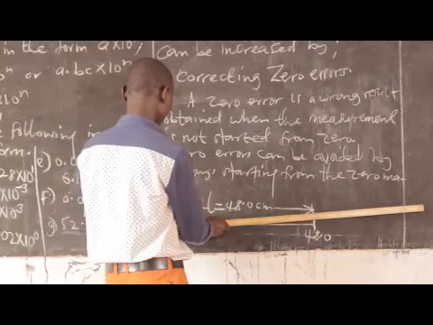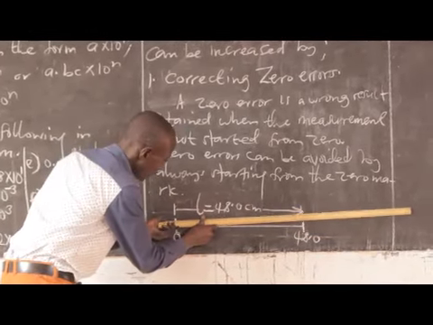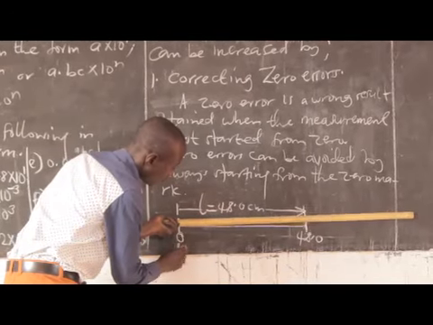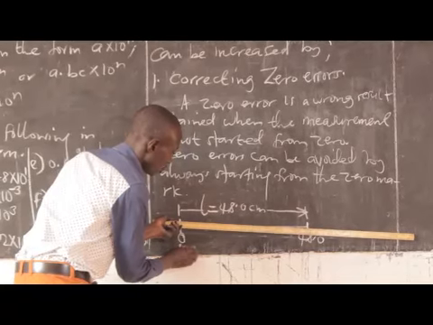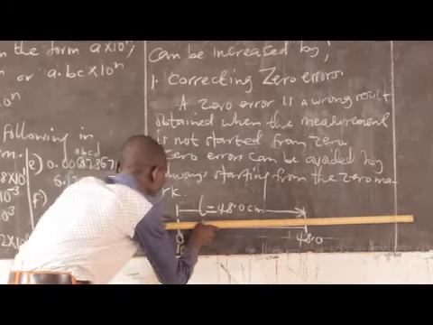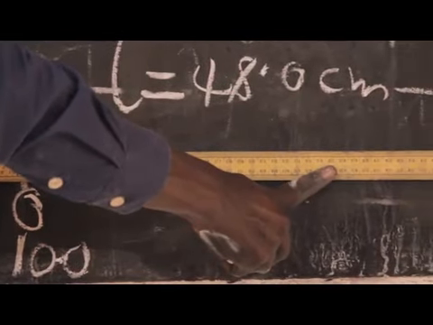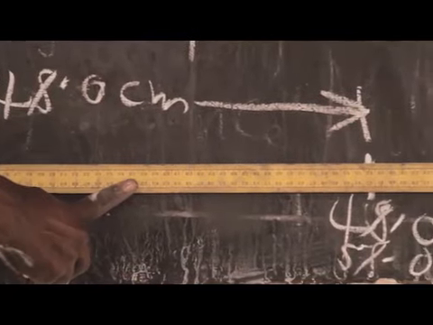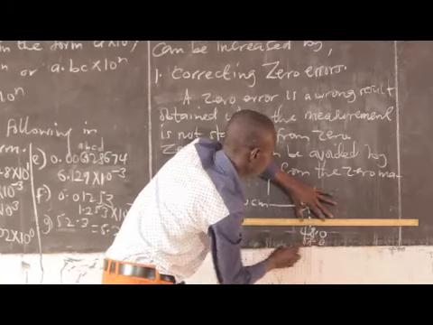When I start from 10, of course now instead of my 0, it will be 10.0 here. Then you will see that you will stop at 58.0. Now, when you start from 10, this will be 58.0.